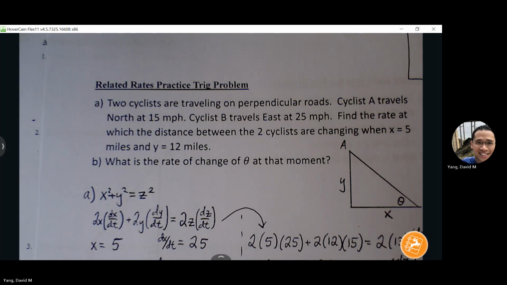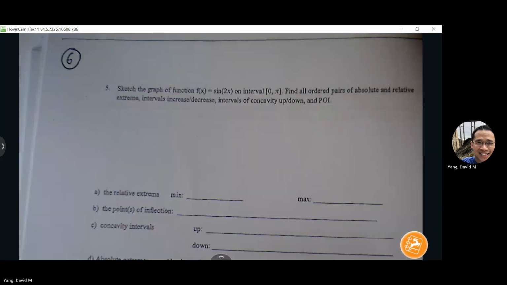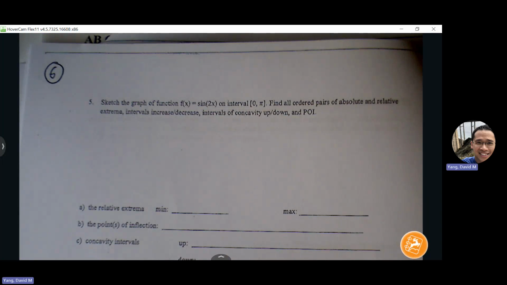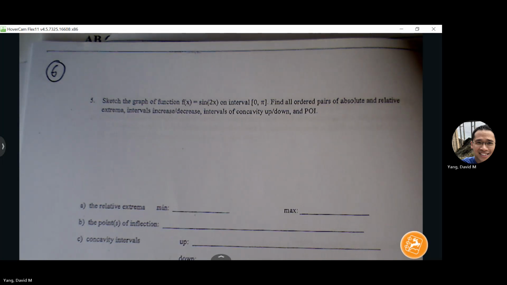Okay, page 6. Number 5. Does anybody still need this page? He is on page 12.